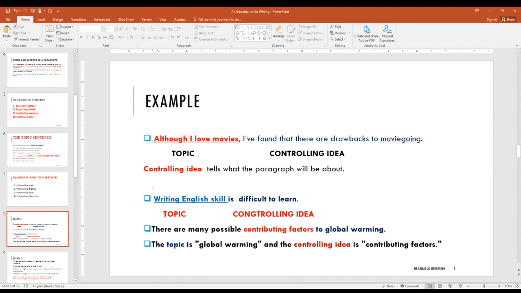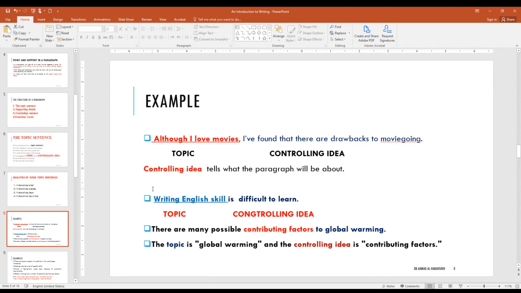Writing English skill is difficult to learn. Writing English skill, this is the topic. Is difficult to learn, this is the controlling idea. So your paragraph will be about how it is difficult to learn. And we can see our topic sentence consists of one thought, one idea.